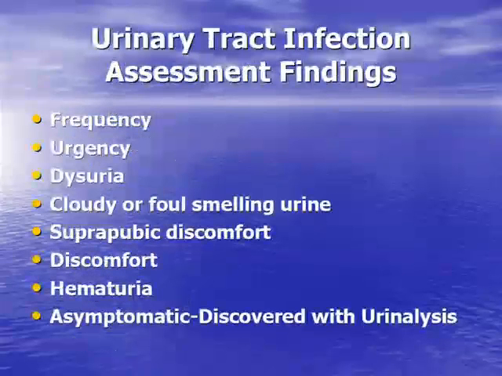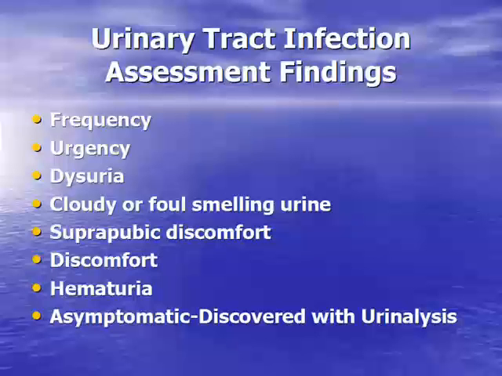The typical symptoms a patient will have when they have a UTI: frequency and urgency. They'll have dysuria, where they have difficulty being able to urinate. Typically the urine will be very cloudy and foul smelling. Patient may also have some suprapubic discomfort. Hematuria may be noted. And some patients are asymptomatic and it's only discovered when urinalysis is done. So typically though, most patients that have UTIs will have symptoms.